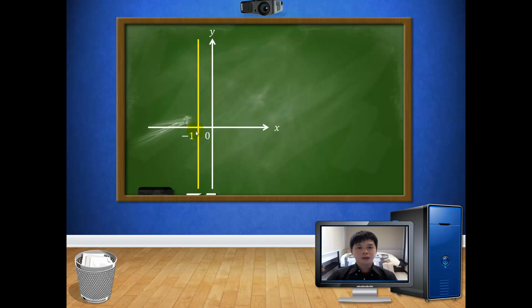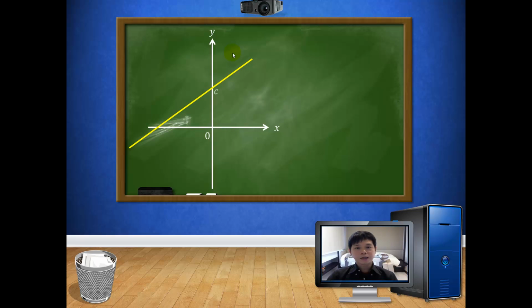Now let's look at this vertical line here. What is the equation? Since it cuts the x-axis at -1, the equation is simply x equals to -1. What about the y-axis now? Yes, it is x equals to 0.